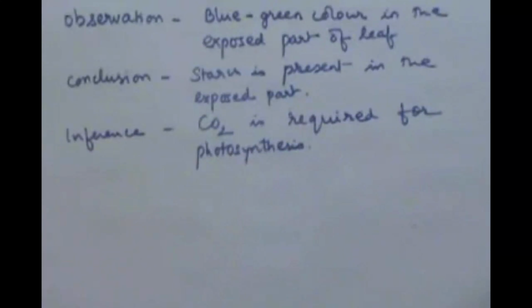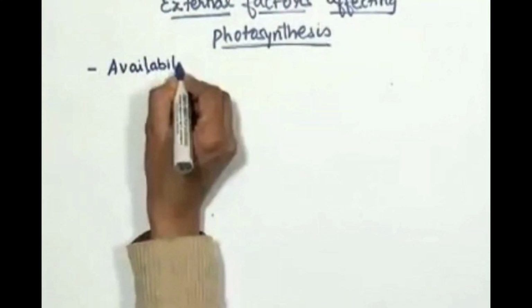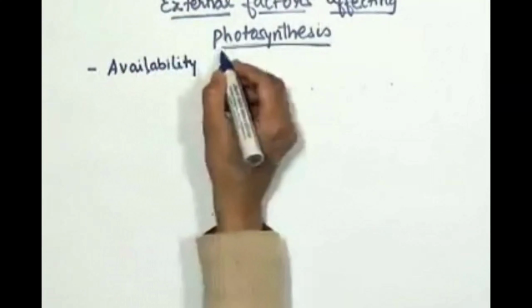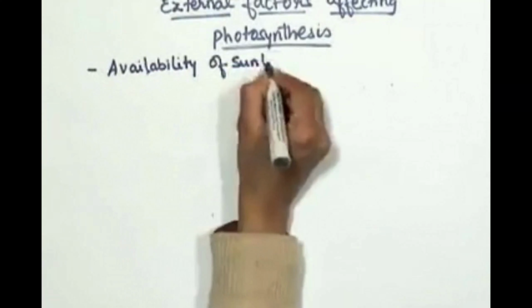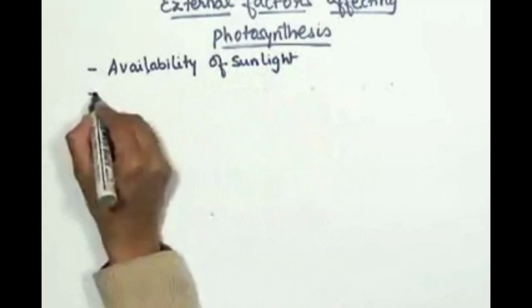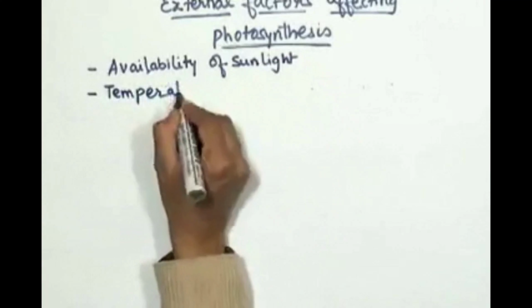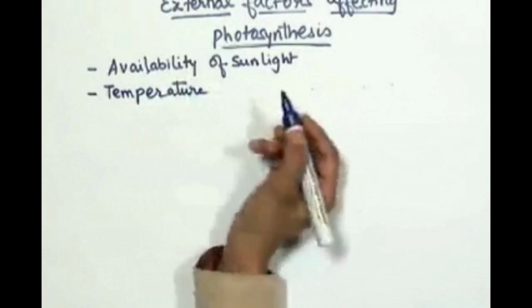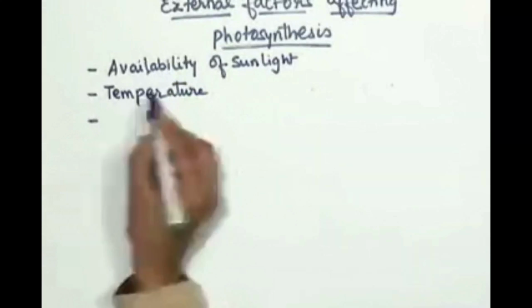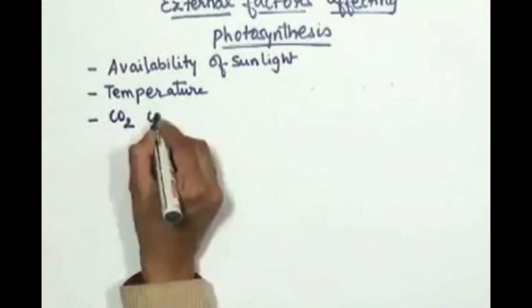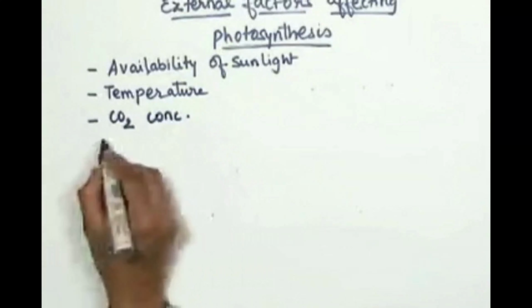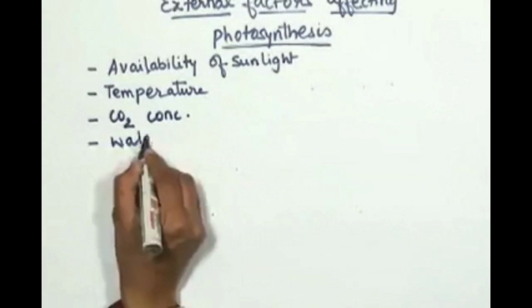The factors that affect photosynthesis are: first is the availability of light, without which photosynthesis cannot take place. Then temperature. Plants cannot photosynthesize at extremes of the temperature. Then the carbon dioxide concentration in the atmosphere and water availability.